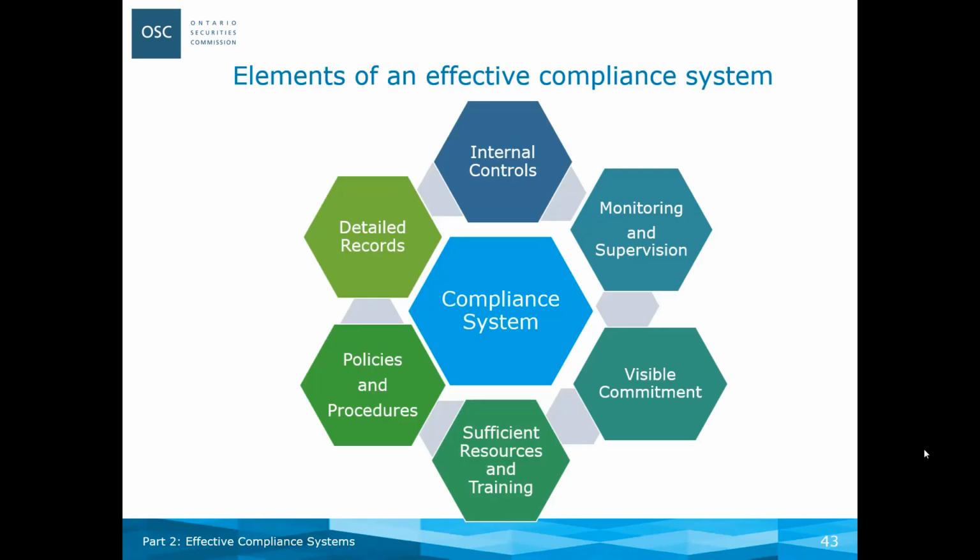While policies and procedures are essential, they do not make an acceptable compliance system on their own. The companion policy to Section 11.1 of National Instrument 31-103 provides guidance on the key elements of an effective compliance system, which include internal controls, monitoring and supervision, which consists of day-to-day monitoring and systemic monitoring, a visible commitment to compliance, sufficient resources and training, detailed policies and procedures, and detailed records. I will be speaking to each of these elements in more detail.